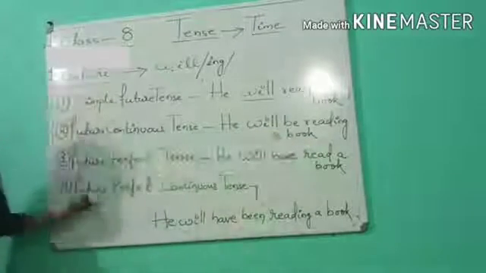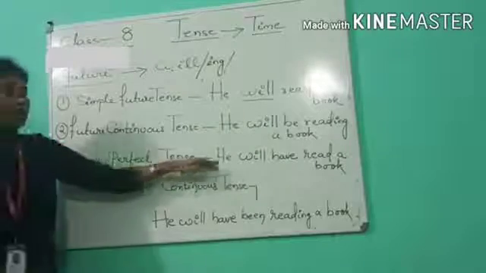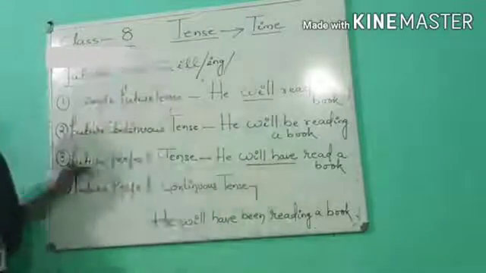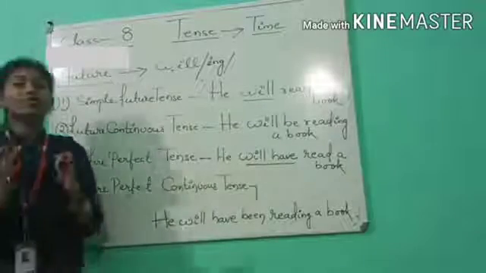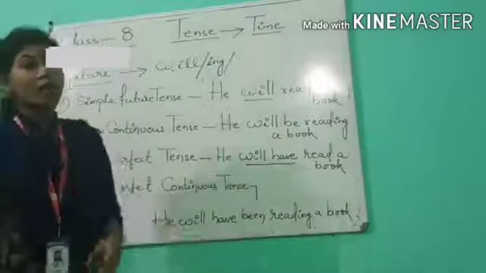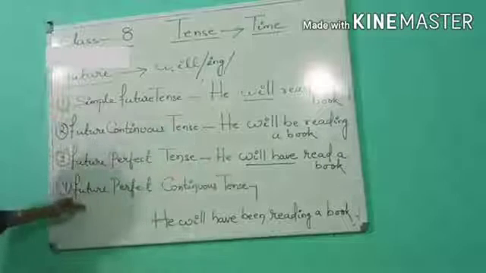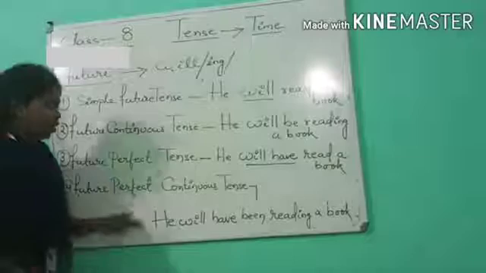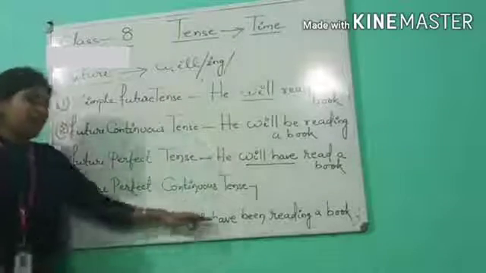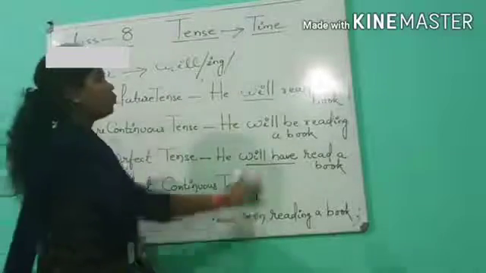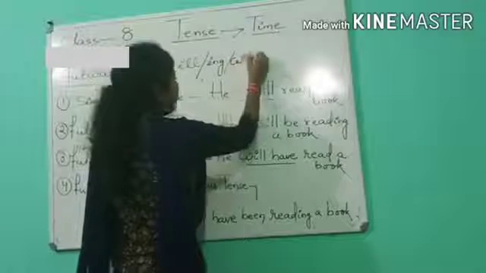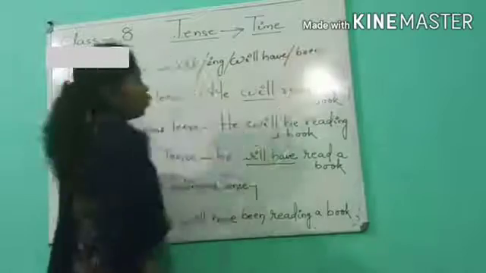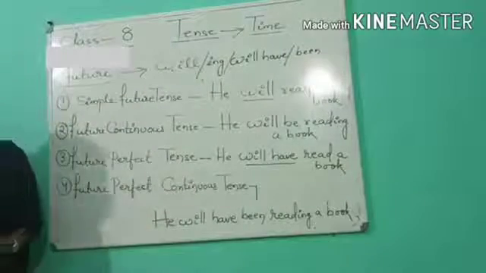Okay, and the third one is future perfect tense. He will have read a book. So this is future perfect tense. That means the work is already done. He will have read a book, right? And the last one is future perfect continuous tense. Here the example is he will have been reading a book, right? Will have been reading a book. Okay. So I hope these three tenses are clear to you all.